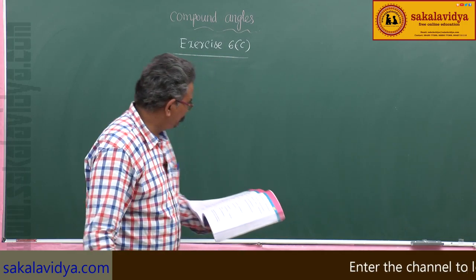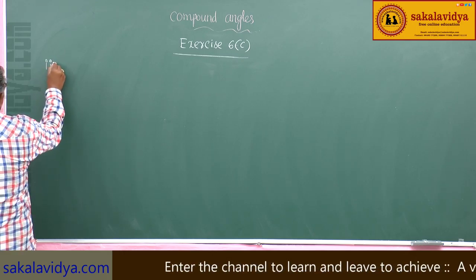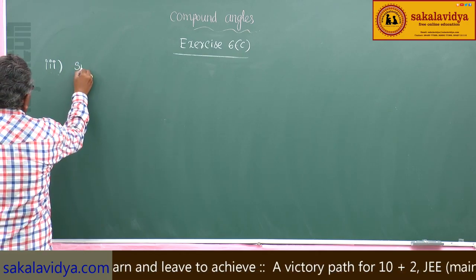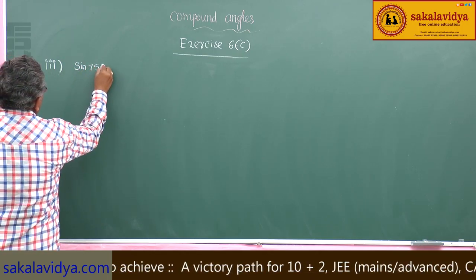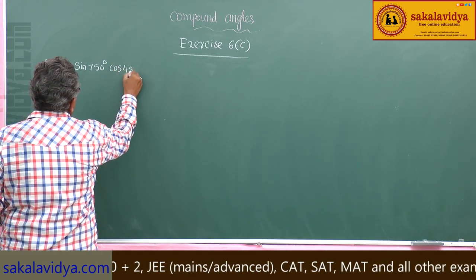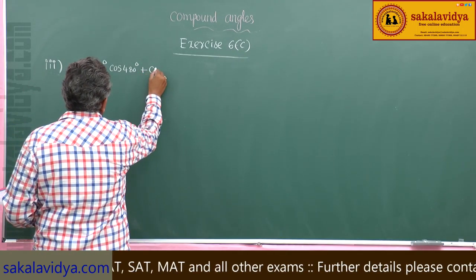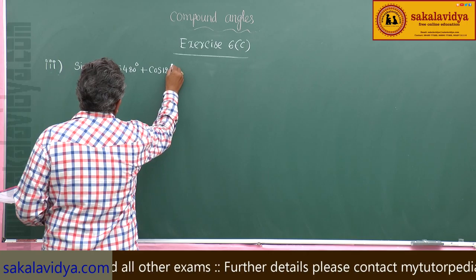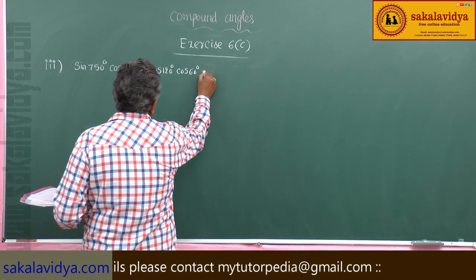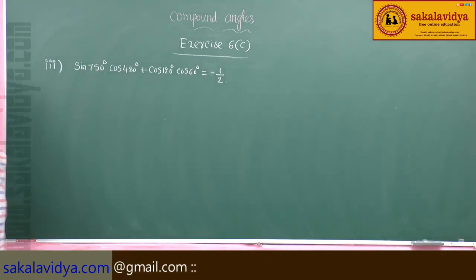Next, third problem. Prove that sin 750 degrees cos 480 degrees plus cos 120 degrees cos 60 degrees equals minus 1/2. Let us do it.